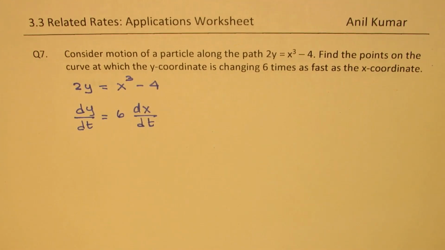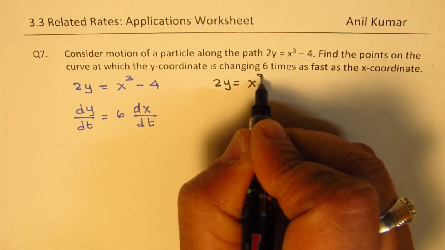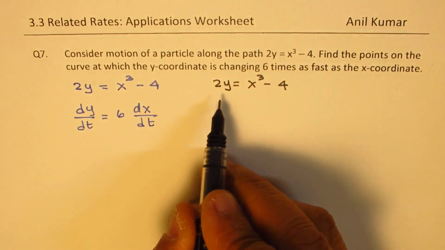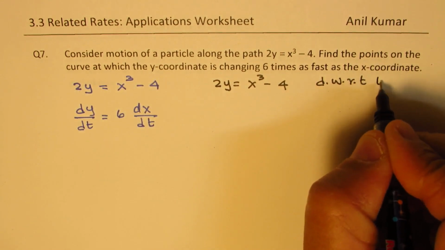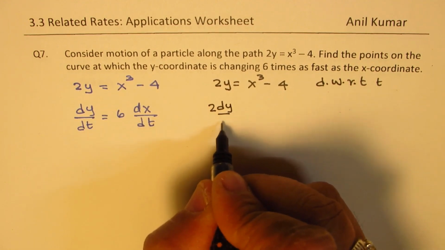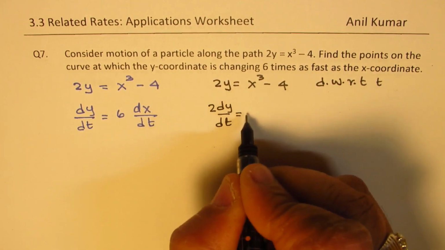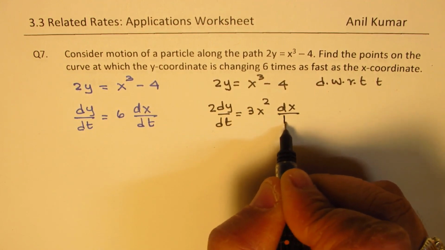So once we know that, we begin with 2y equals x cubed minus 4. We can differentiate both sides with respect to time, right? So if you do that, we get 2 dy/dt equals 3x squared dx/dt.